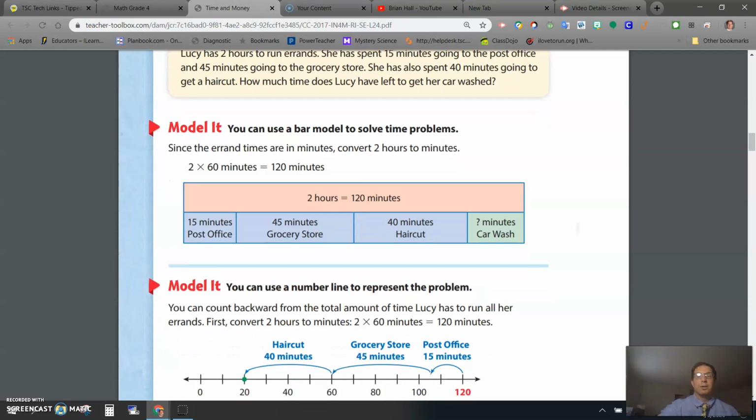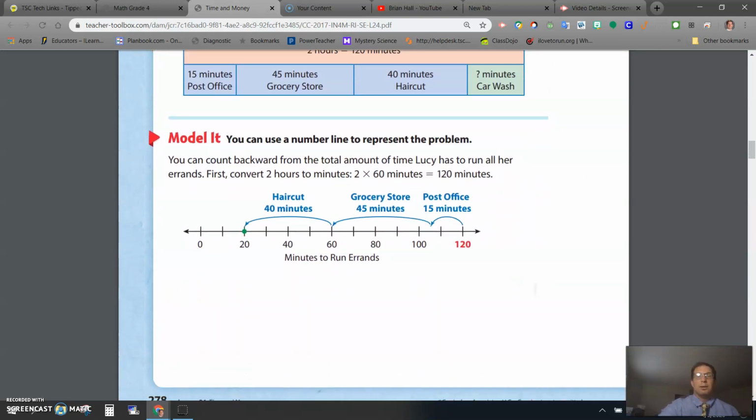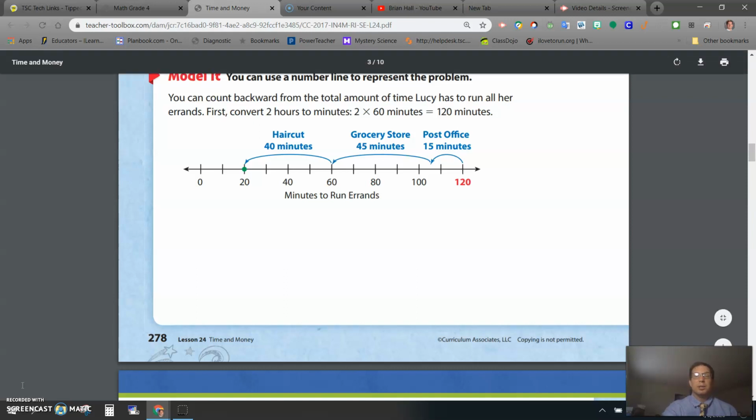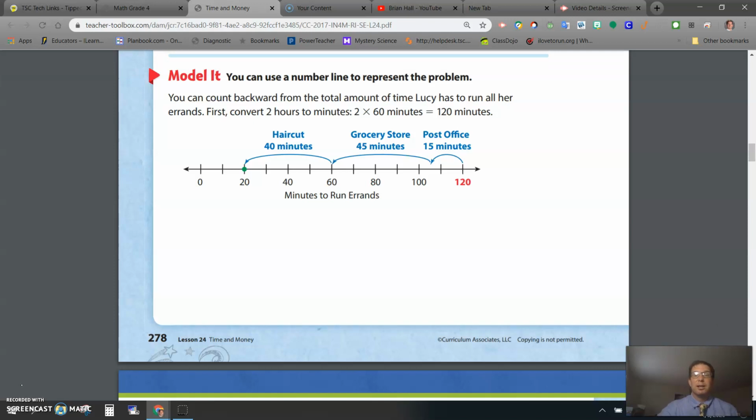If we scroll down, if you look at the bottom of the screen, this is how it shows you for Model It. I would never do this because I'm not going to take the time to write out a number line. If this makes sense to you, go ahead and do it. That's totally up to you. Because we take 15 minutes from 120 for the post office. Then we end up with 60 minutes after the grocery store. Then we go back 40 more minutes and we get 20 minutes to run the errands.